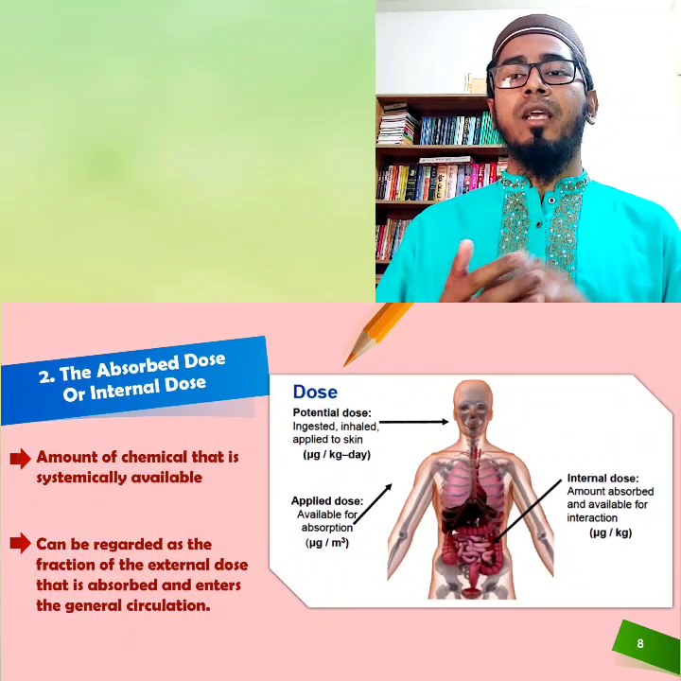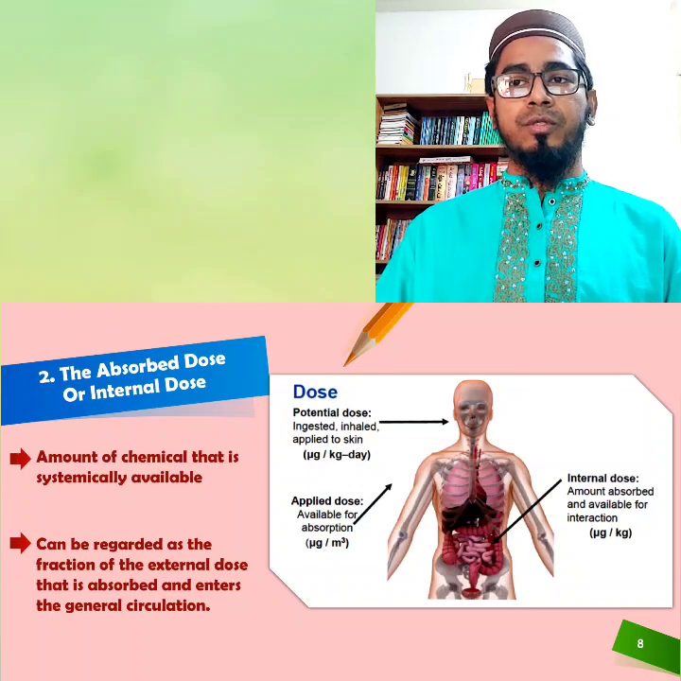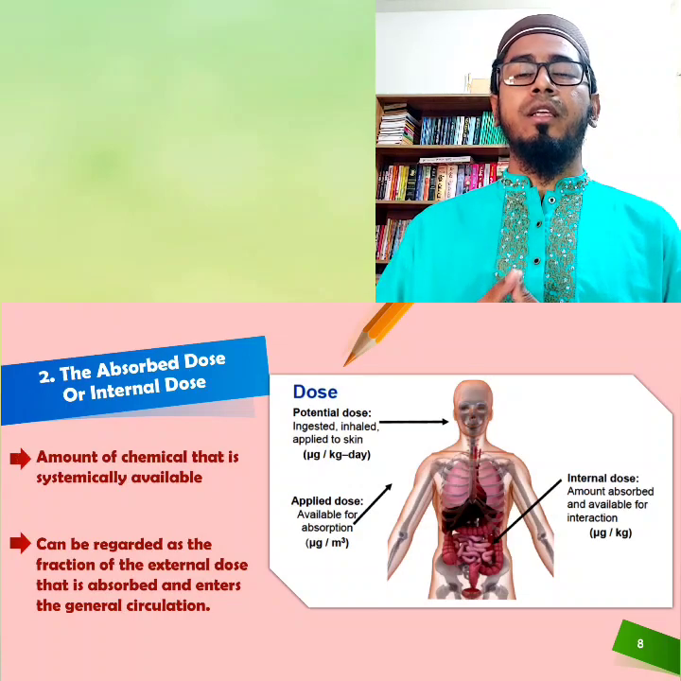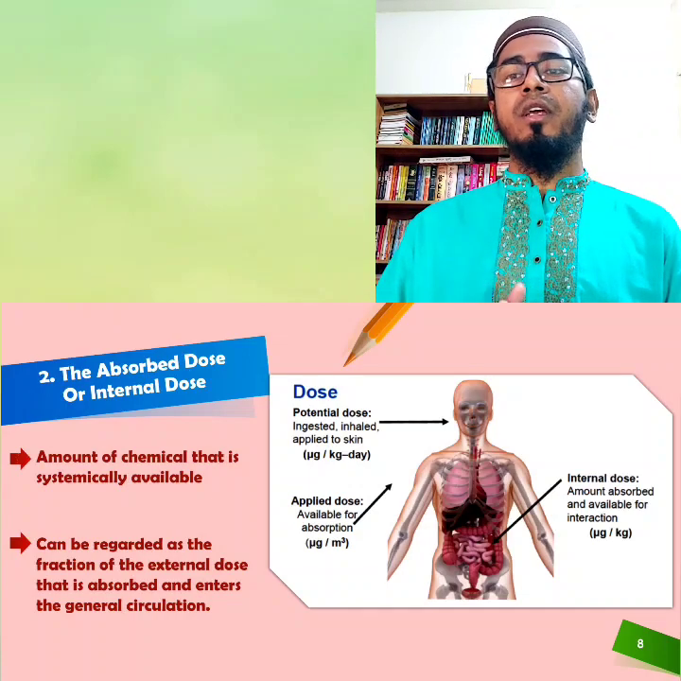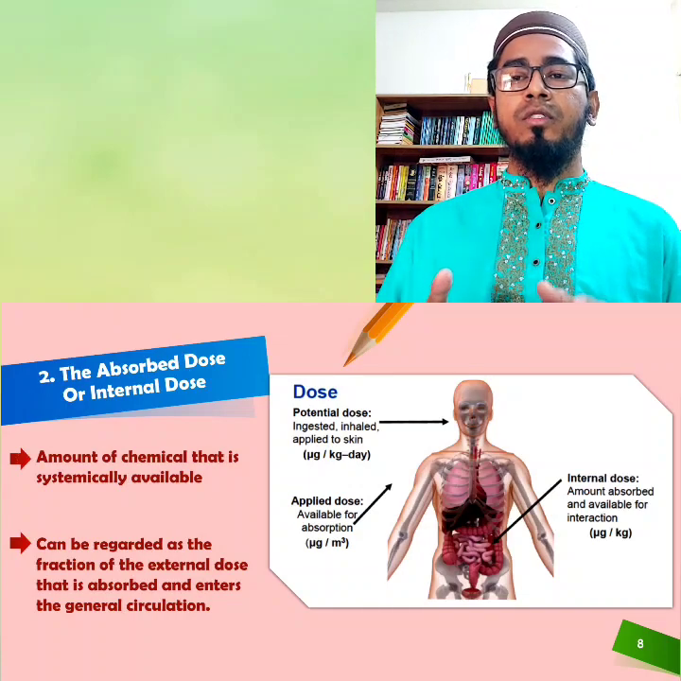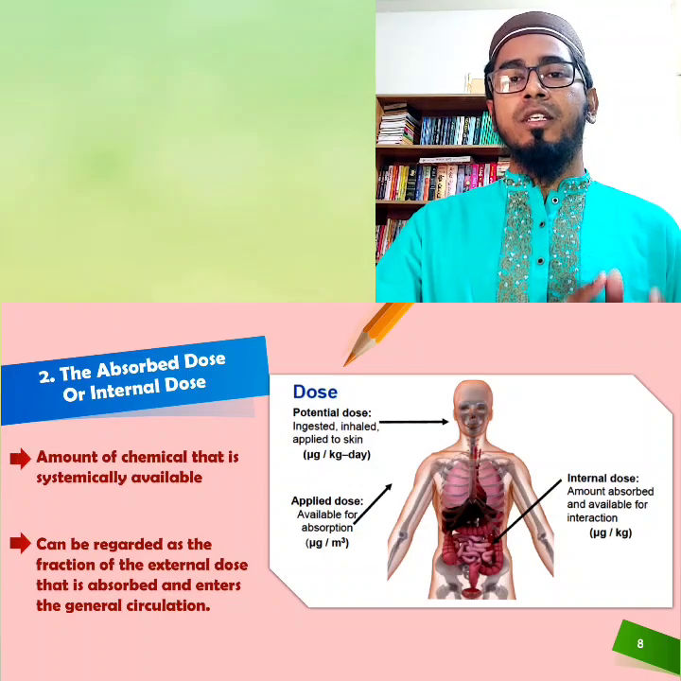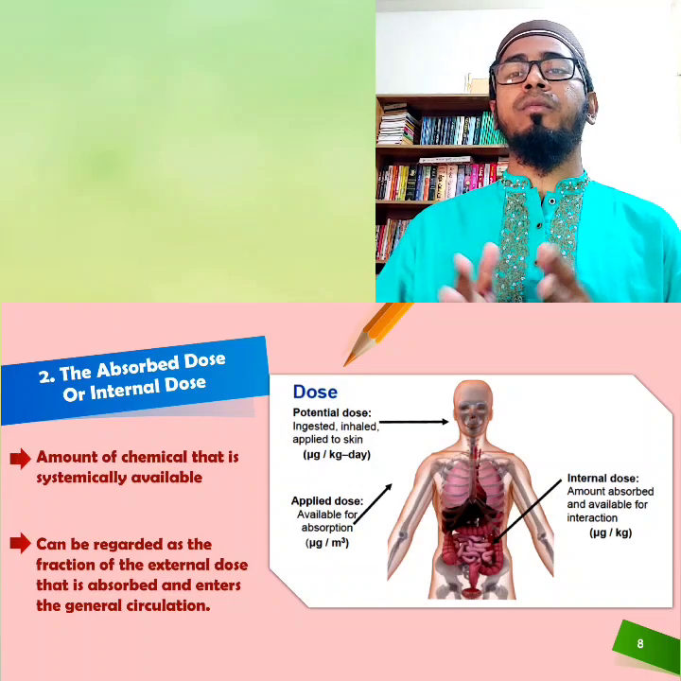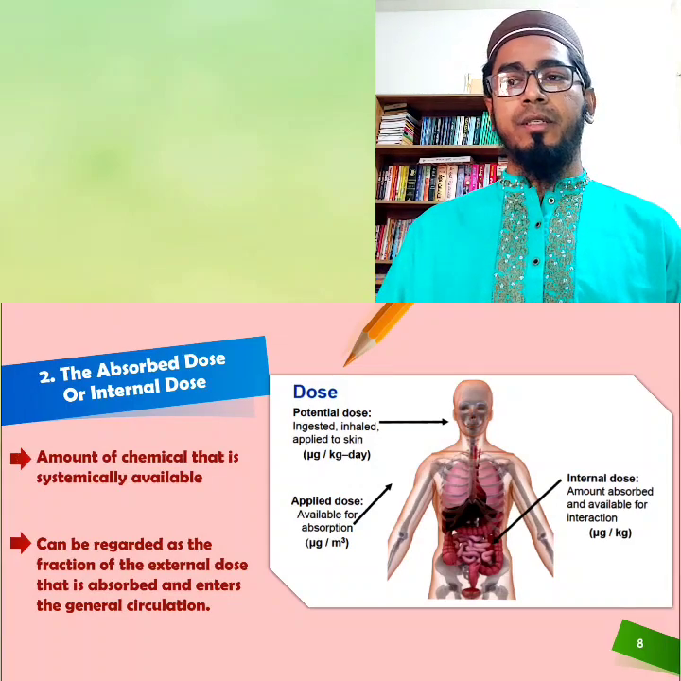The second one is the absorbed or internal dose. The absorbed or internal dose is the amount of chemical that is systemically available and can be regarded as the fraction of the external dose that is absorbed and enters the general circulation. It is affected by the absorption, distribution, metabolism, and excretion of the chemical.